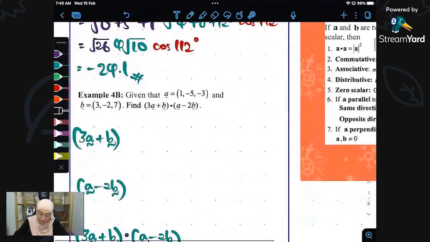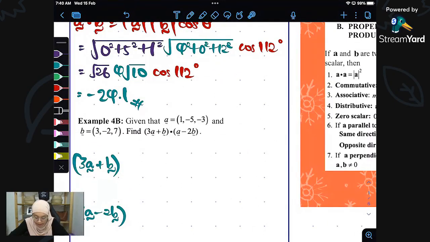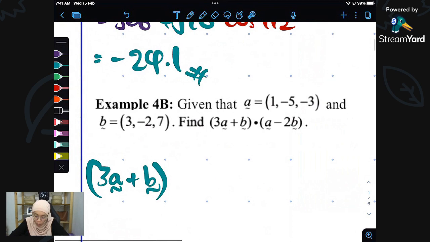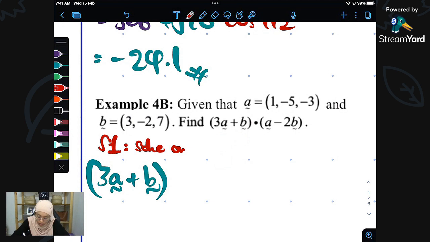Let's move on to the next example here. Given that the A vector is 1, negative 5, negative 3, and the B vector is 3, negative 2, 7, find this. Before we find this, let us solve one by one: 3 times vector A plus B vector. So my first step is just to solve one by one first. Let's start with 3 times the A vector.